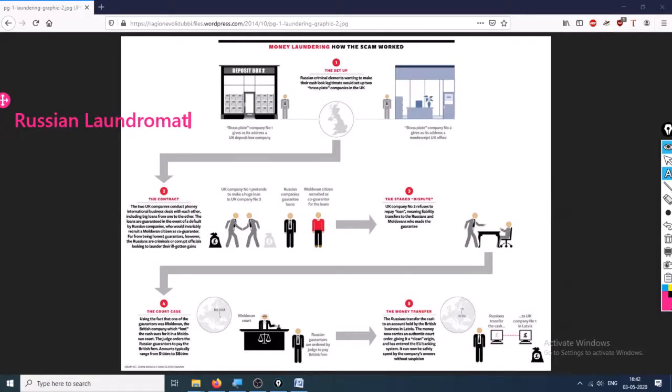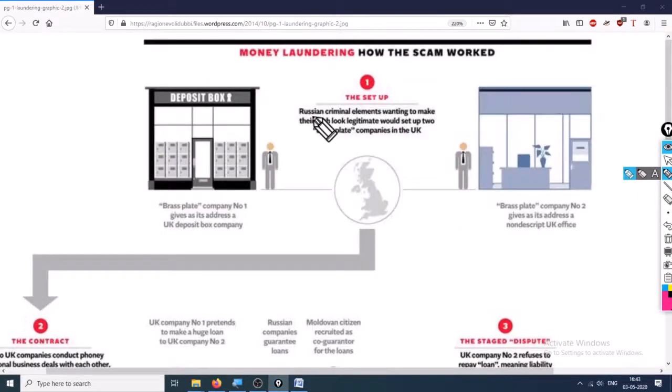Go ahead and give it an extensive read. It is super interesting how it was done. Till date, people are trying to discover how much the amount is. Some say it is $20 billion, some say it is $80 billion, and no one could really track it. So what really happened is that two companies were set up, company number 1 and company number 2, both registered in the United Kingdom.